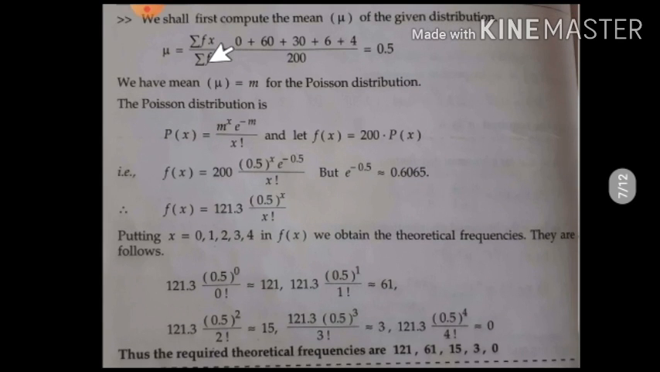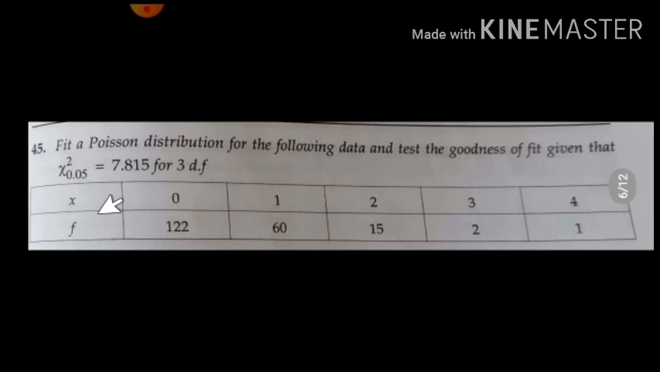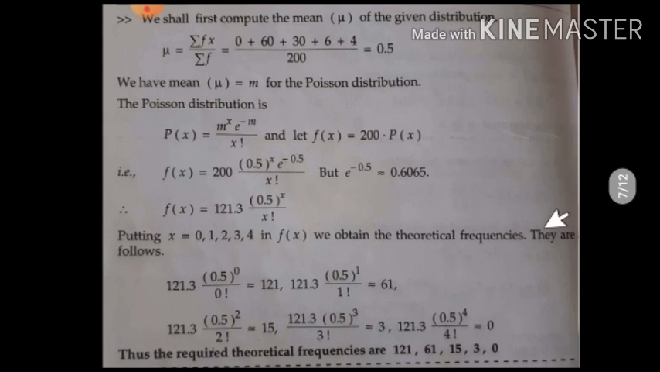This is f and x: 122 into 0 plus 60 into 1 plus 15 into 2 plus 2 into 3 plus 1 into 4, divided by the sum of the frequencies, 122 plus 60 plus 15 plus 2 plus 1. So that obtained answer is written here. When we calculate this, we get the mean as 0.5. So the mean value m is taken as 0.5 in the formula of the Poisson distribution.